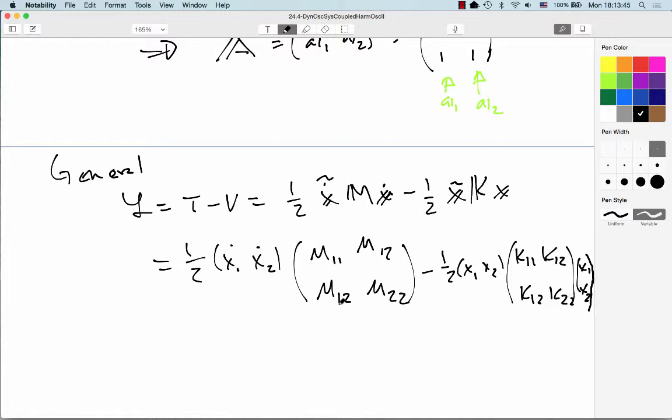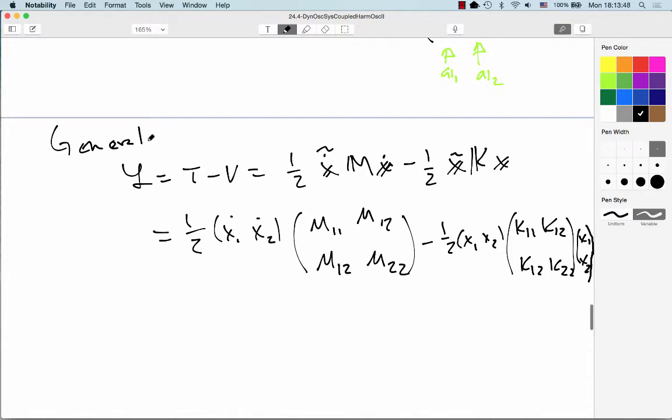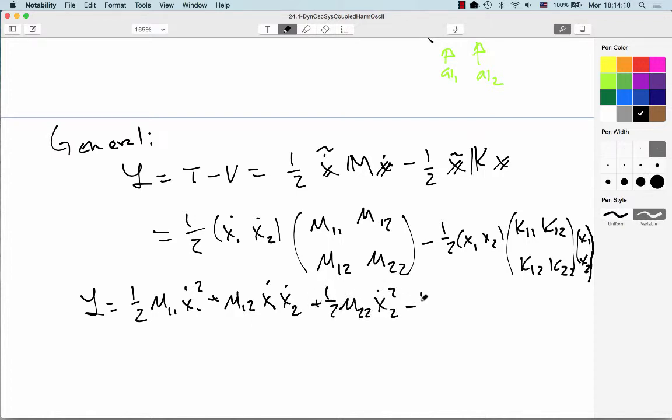There, much better. All right. So if we write it out, we can get that L equals 1/2 m11 x1 dot squared plus m12 x1 dot x2 dot plus 1/2 m22 x2 dot squared minus 1/2 k11 x1 squared minus k12 x1 x2 minus 1/2 k22 x2 squared.